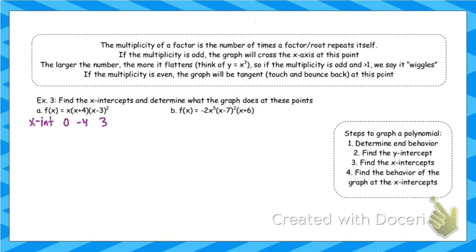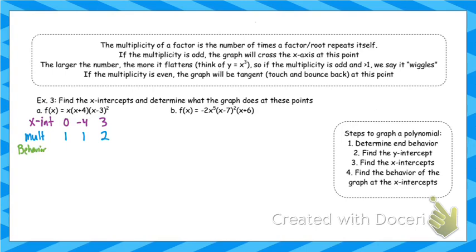So now, this is just where your graph will touch or cross the x-axis. To determine what it does, we look at the multiplicity. The multiplicity, that is the exponent of that specific factor. So x is raised to the first power. That means the multiplicity of that factor is 1. x plus 4 is raised to the first power. That means the multiplicity of that factor is 1. x minus 3 is squared, which means the multiplicity of that factor is 2. Once we know what the multiplicity is, we can determine what our graph actually does at that point.